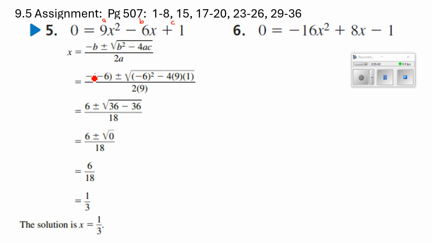All right. Negative times a negative is a positive, so this gives us a positive 6. Negative 6 times negative 6 is positive 36. And then, let's see, we got negative 4 times 9, that's negative 36. Times 1 is still negative 36. Now we have 36 minus 36, that's 0. So now we're going to have 6 plus or minus the square root of 0. And we know the square root of 0 is 0, so now we have 6 over 18. Well, both of these can be divided by 3.